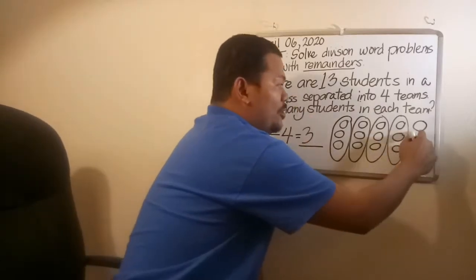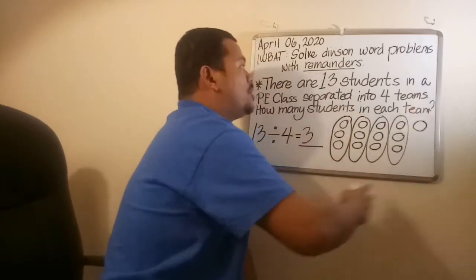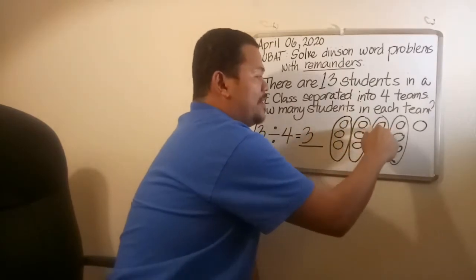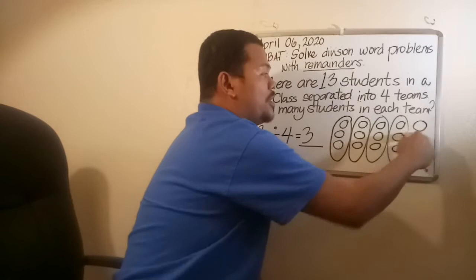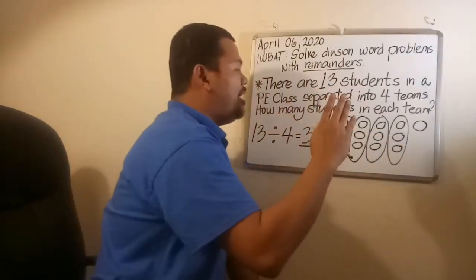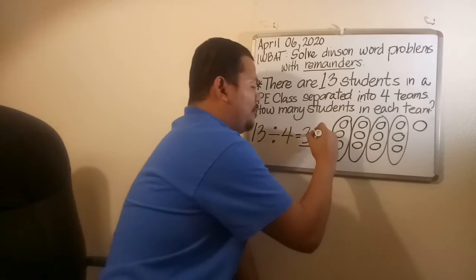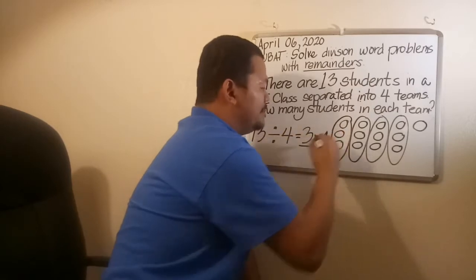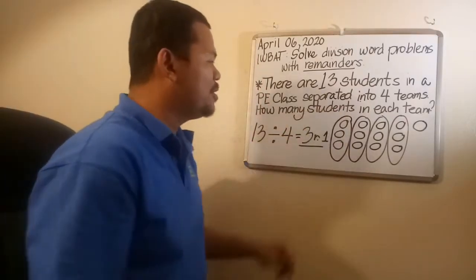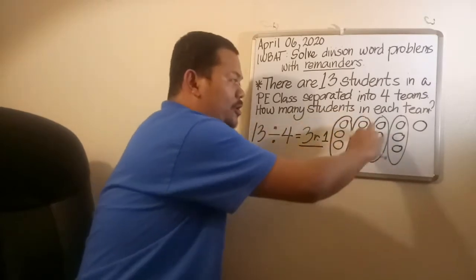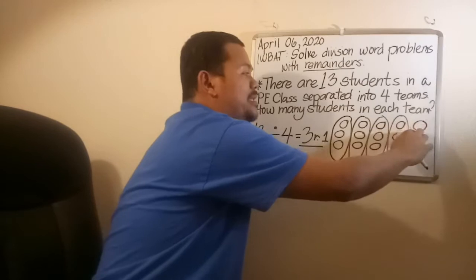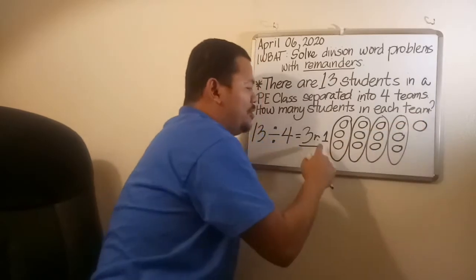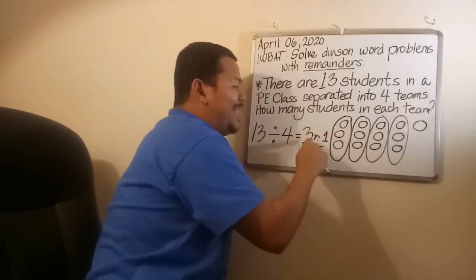But we need to write this one also because it is also part of the 13 students. 1, 2, 3, 4, 5, 6, 7, 8, 9, 10, 11, 12, 13. Right? But we are going to write it in a different way. We are going to write here 3, remainder 1. Okay. Now, each group contains 3 students, but it has a remainder outside, which is 1. So to write this extra 1 student, you need to write here 3 in each group, and it has a remainder of 1.